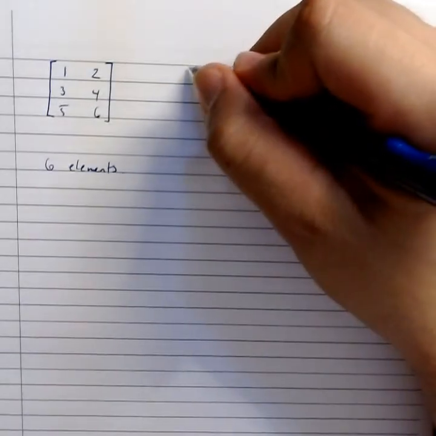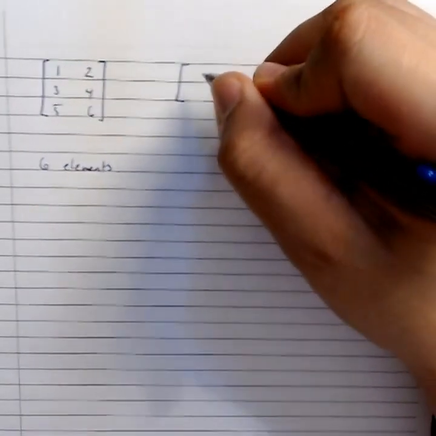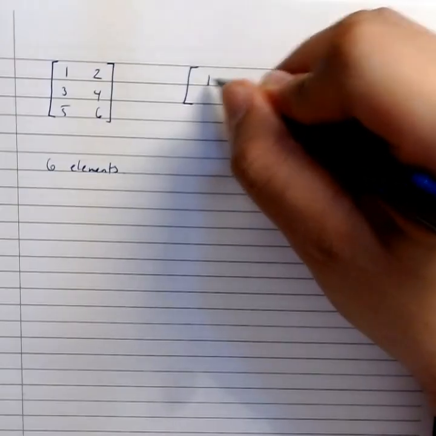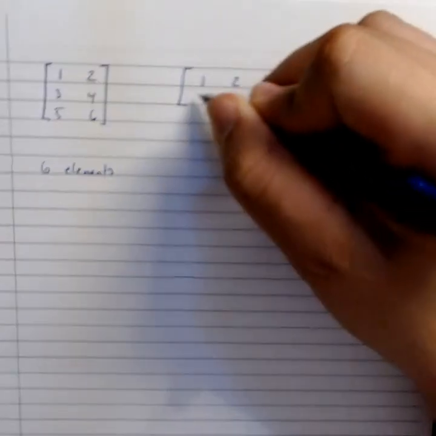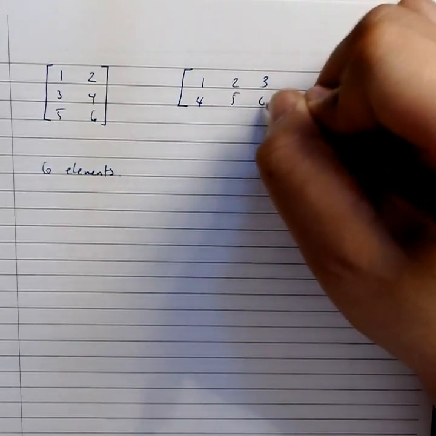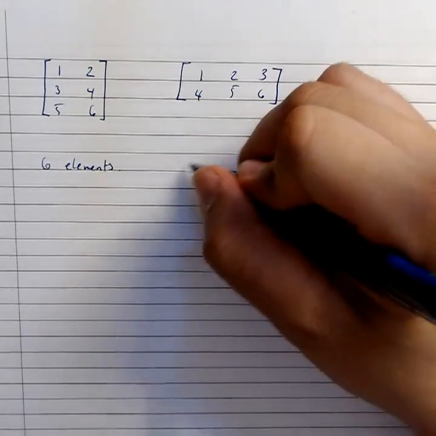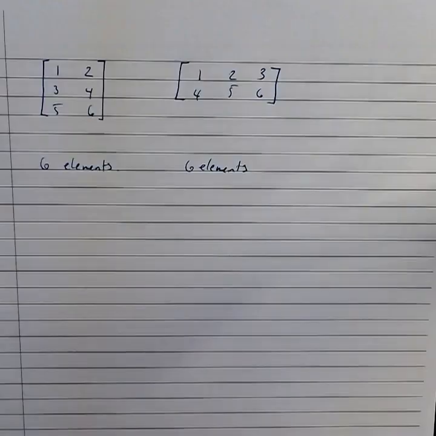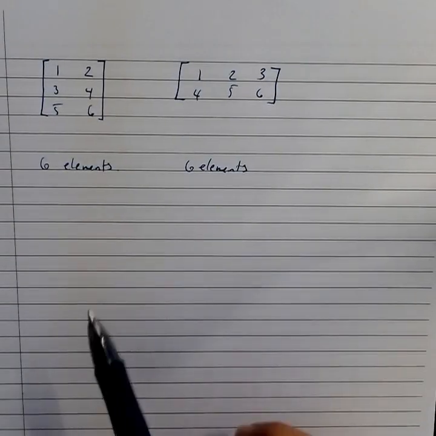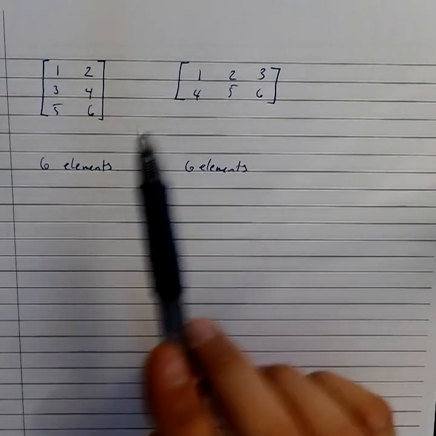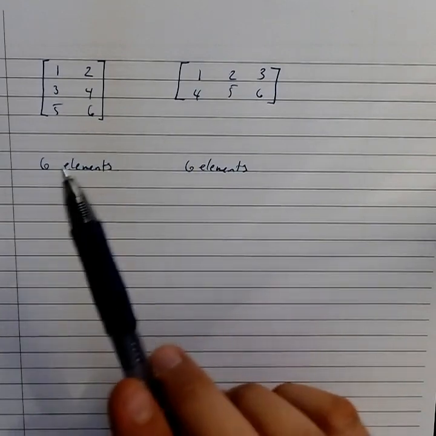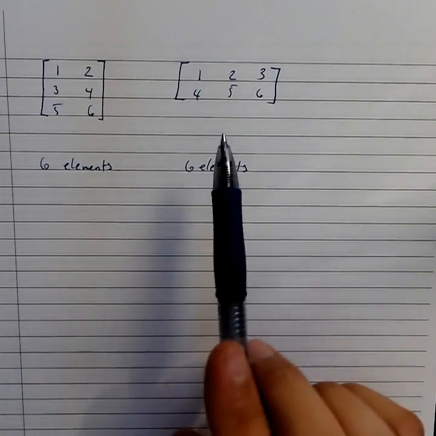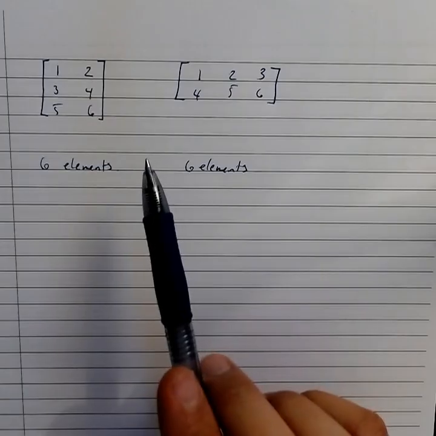Let me draw a different matrix which also has 6 elements. In fact, let me use the same elements. 1, 2, 3, 4, 5, 6. So this matrix also has 6 elements in it. And yet somehow, even though they both have the same number of elements, even though both of them have the same elements inside, both of them have 1, 2, 3, 4, 5, 6, there's clearly something different between these matrices.